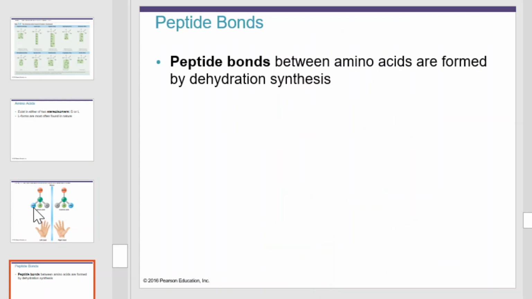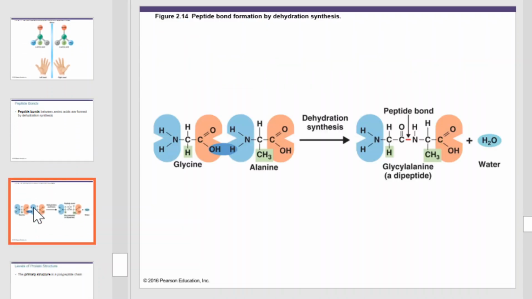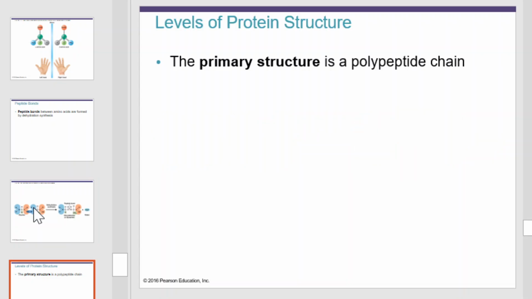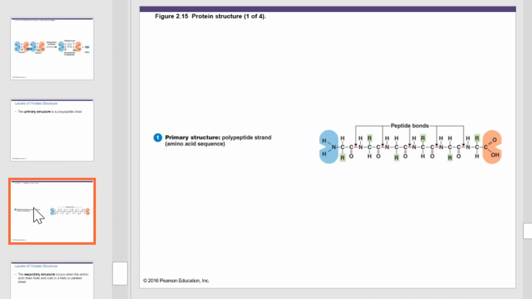Peptide bonds are the bonds that are responsible for holding amino acids together. They are formed by dehydration synthesis and broken by hydrolysis. This is an illustration of the formation of a peptide bond. If you imagine the arrow going the opposite direction, then you would have hydrolysis. Once an amino acid chain is formed, we have the primary structure of a protein. The primary structure of a protein is little more than a long sequence of amino acids referred to as a polypeptide chain.